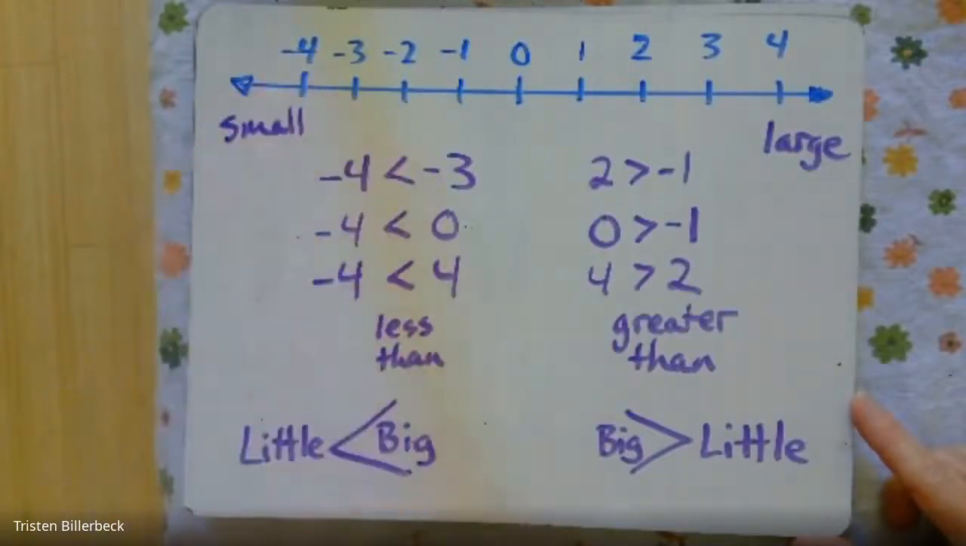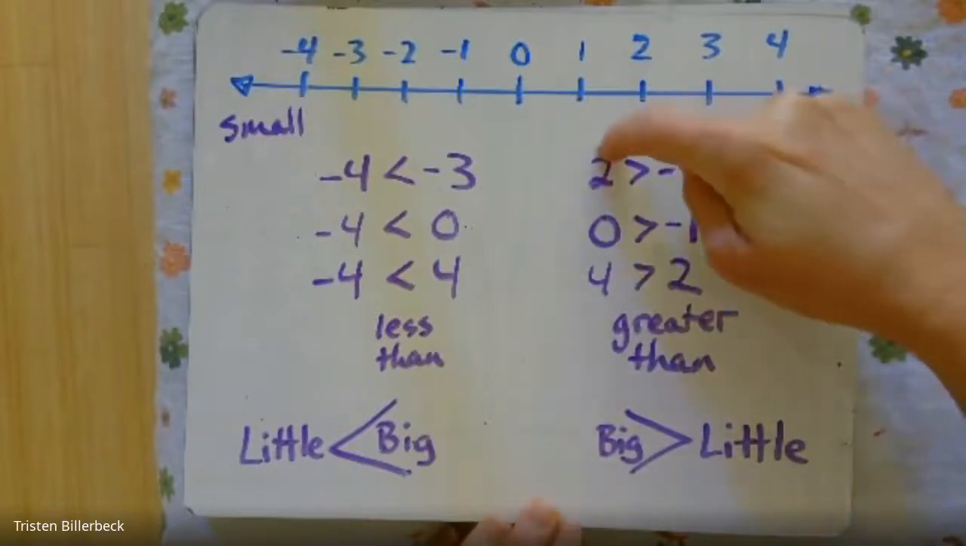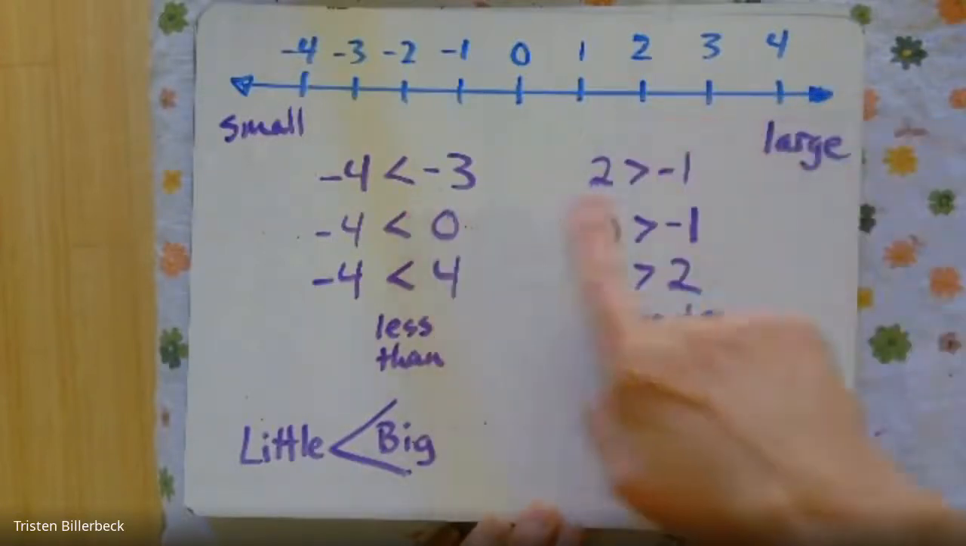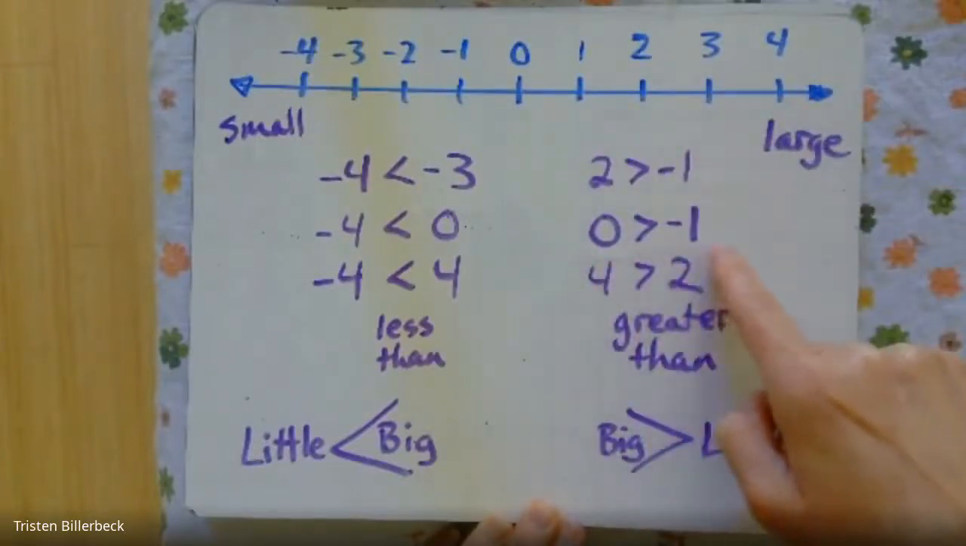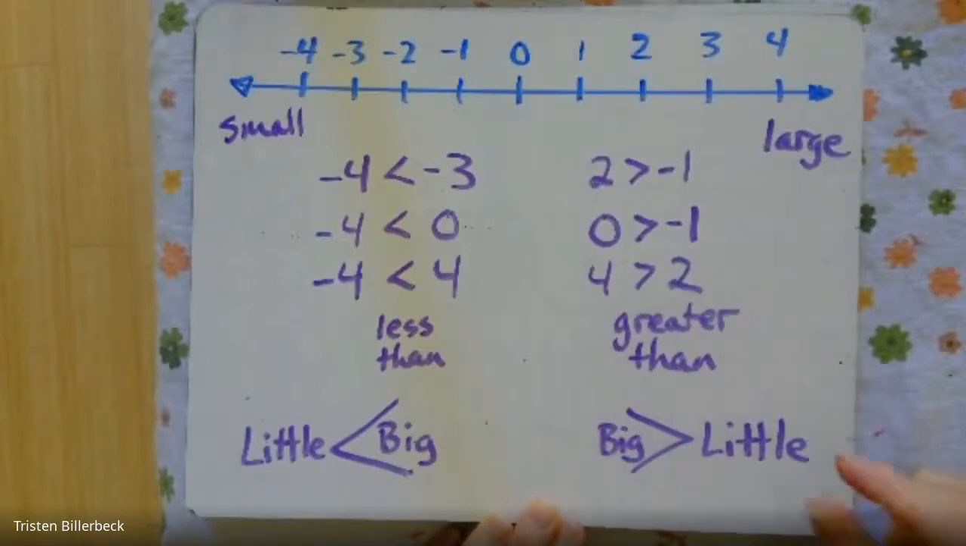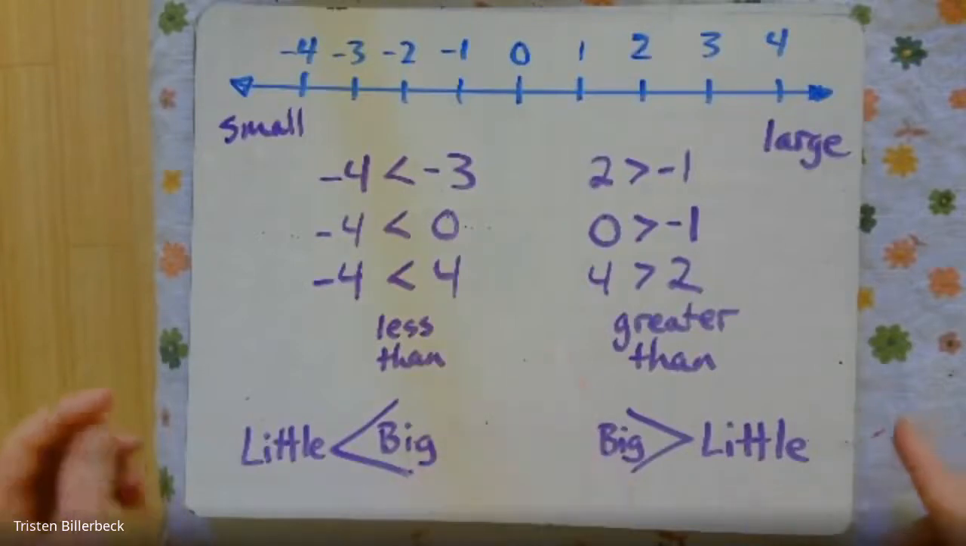So this is the less than sign. To remember less than, we have the little by the point, big where it opens. So big fits into the mouth of the inequality sign. When we get to this sign where it's flipped around, 2 is greater than -1, 0 is greater than -1, 4 is greater than 2. So here we have the big number and the little number. That would be greater than.